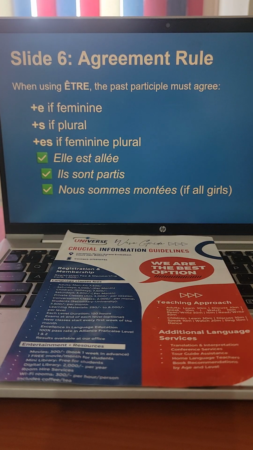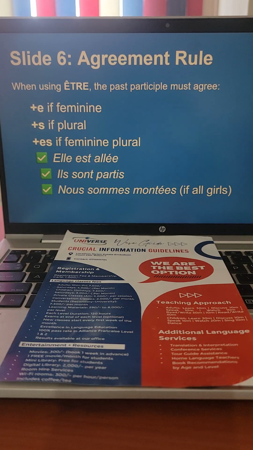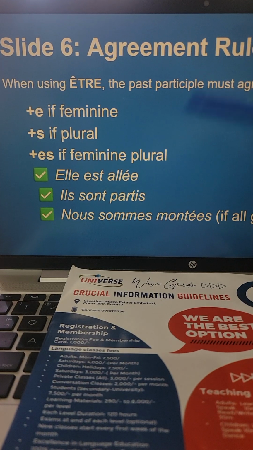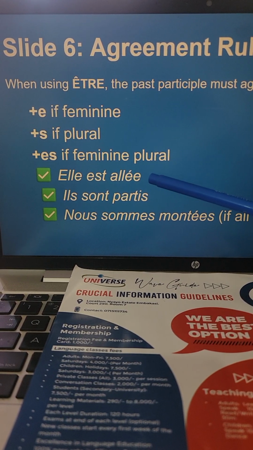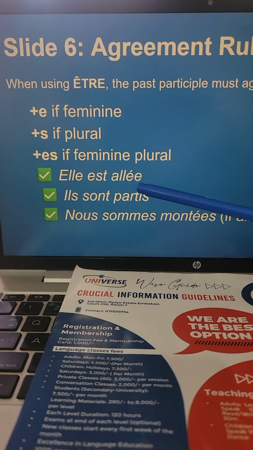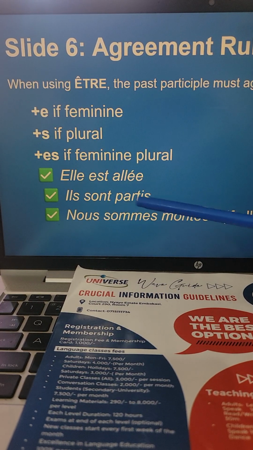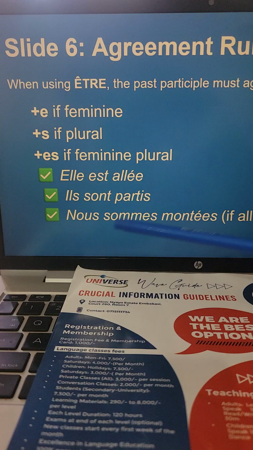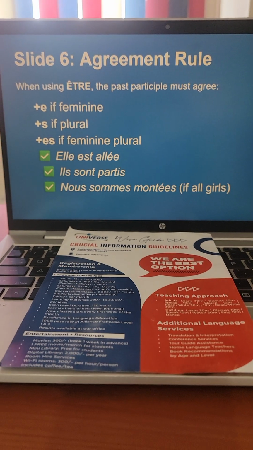So the examples given there, you can see, if I can go closer there, you can see elle est allée, elle, that's where we have the e there. Elle est allée, ils sont partis, these are guys. There's an s to show that they are plural. Nous sommes montées, nous, these are girls, nous, es, nous sommes montées.